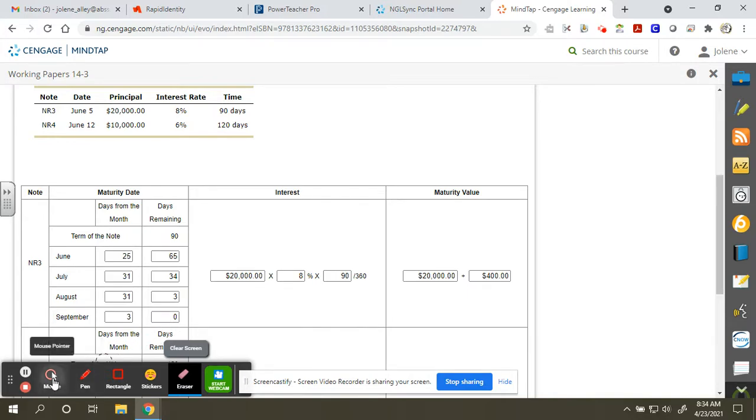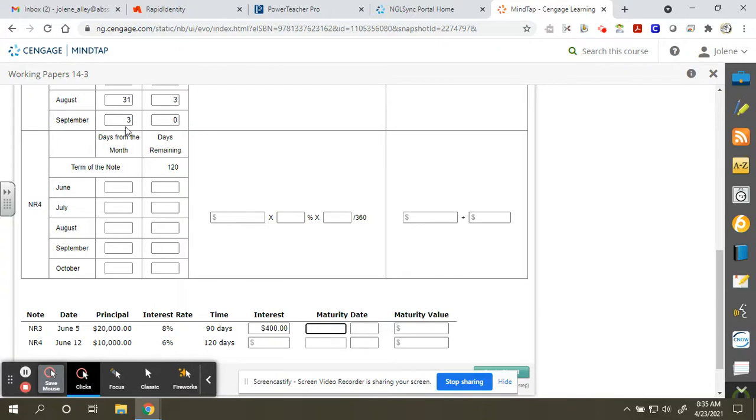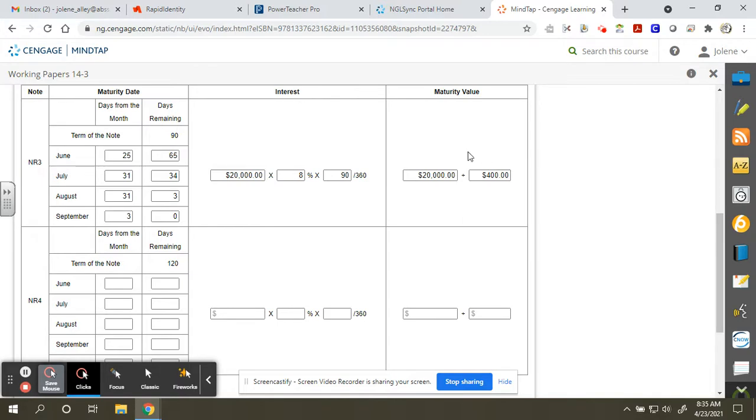Actually, you know what I'm going to do? I'm going to come down here to the bottom part, right here. So that first loan, it asks us what's the interest. The interest was 400. It asks us for the maturity date, the date that this is due back to be paid back. And there it is right there, September 3rd. And then the maturity value is this. How much do they have to pay back completely? Well, it would be $20,400.